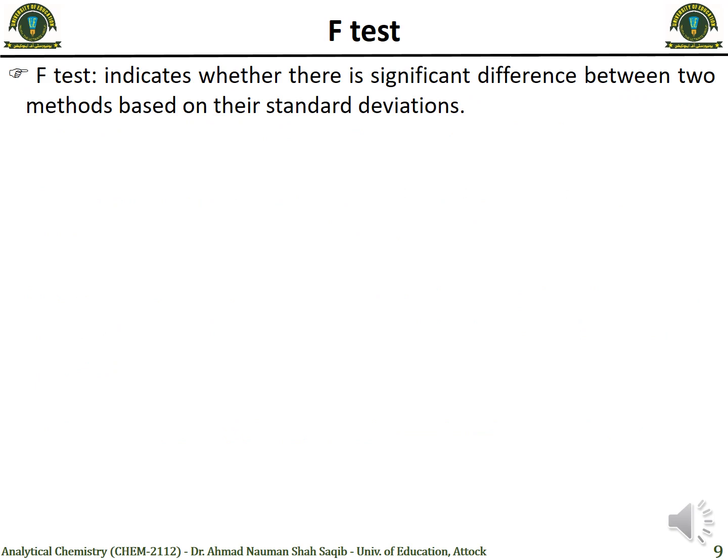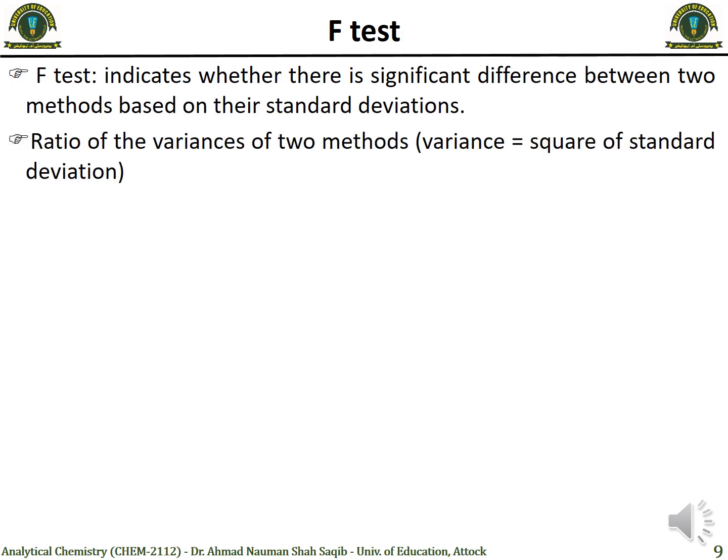Now let's learn a little bit about the F-test and how we apply it for measuring the variance and the difference between two populations, and to decide whether there is a difference or not using ANOVA. The F-test is basically designed to indicate whether there is a significant difference between two methods based on their standard deviation, and it is defined in terms of the variance of the two methods or the 3 methods, whatever we are comparing.